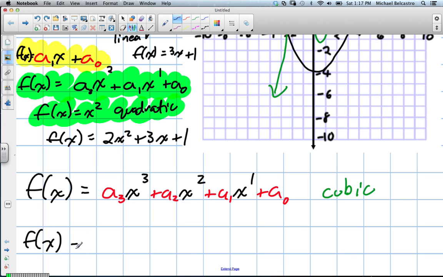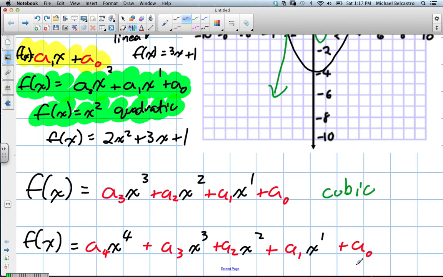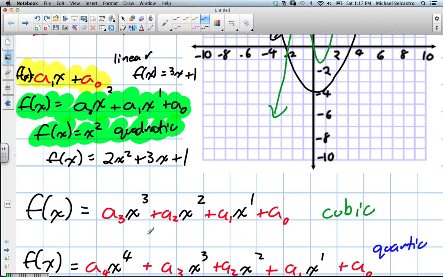f of x is equal to, now we have x to the power of 4 plus... Wait, let me make sure I'm doing this. I'll just write them in and add the variables after. 3, 2, 1, and then some constant term. So we know we're going to have coefficients a4, a3, a2, a1, and then probably some constant term. These are all standard forms, and this is called a quartic function.